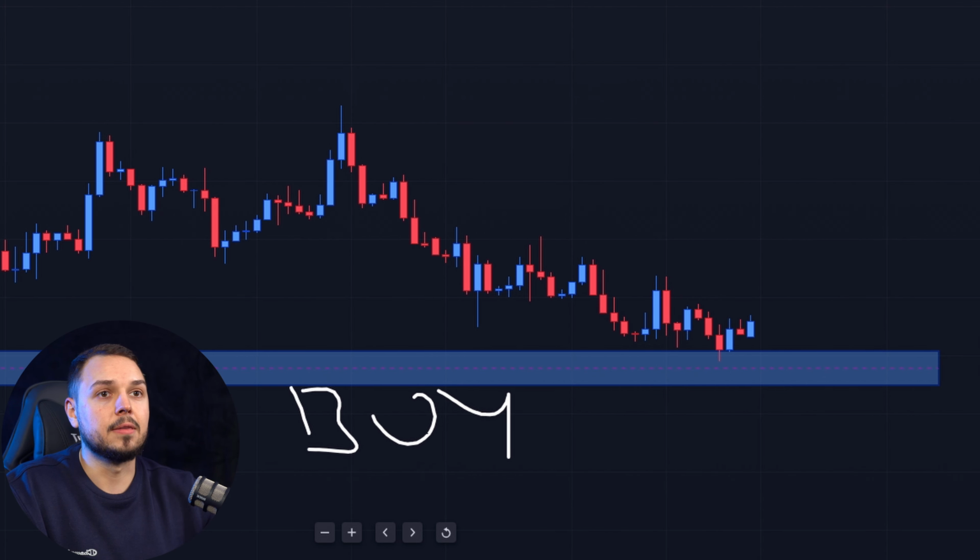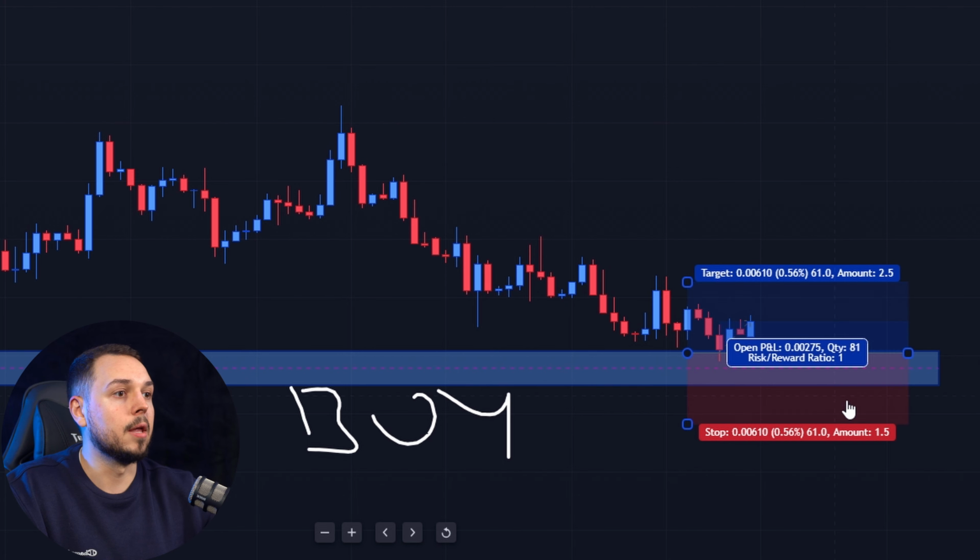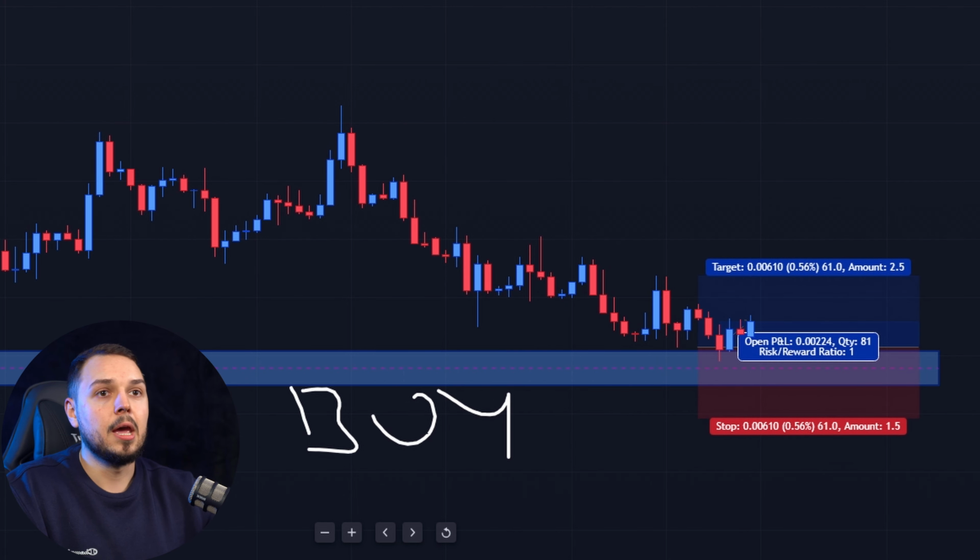immediately start getting nice bullish engulfing candlesticks one after the other. This suggests that it could be a nice little buying opportunity, and you could potentially be aiming for the previous area high just over here.